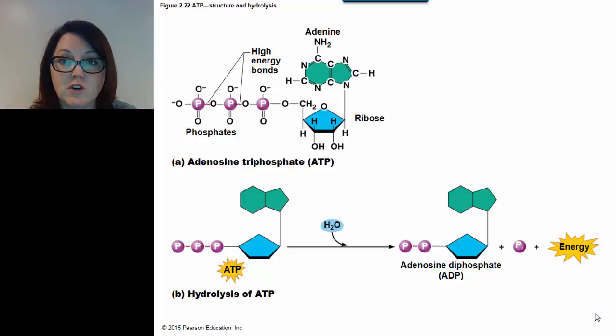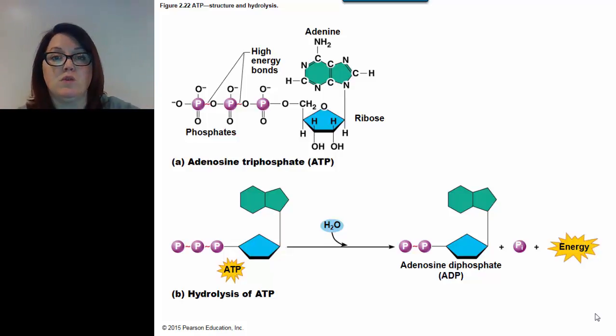ATP is the energy currency of our cells. And what I mean by that is whenever we need energy to do anything inside of our cells, we're going to need ATP there. Now, we've talked about glucose and triglycerides as being energy sources. And I didn't mention it, but protein can be used as an energy source too. All of those things contain calories, which are energy units.